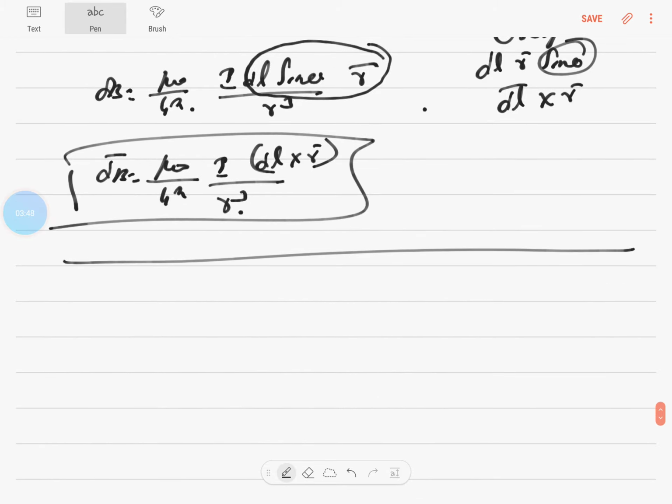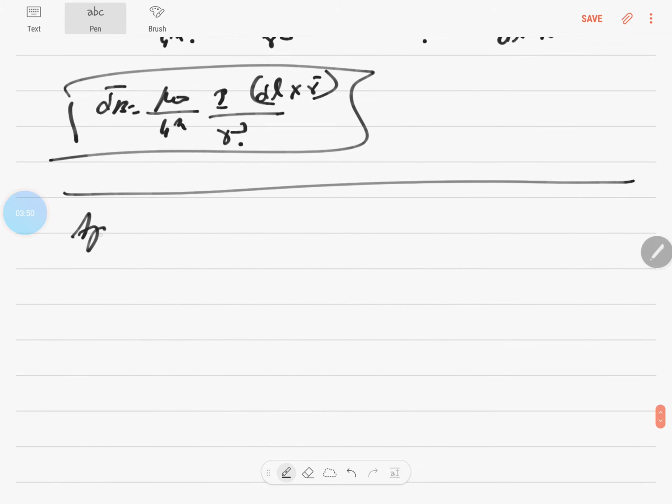What is the application of Biot-Savart law? The first application of Biot-Savart law is something that you have already learnt in the electricity lesson, where to find this coil, there was a charge coil, linear charge density. Here it is a current carrying coil.